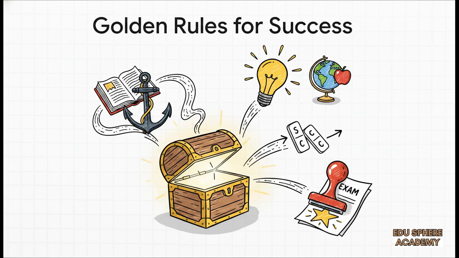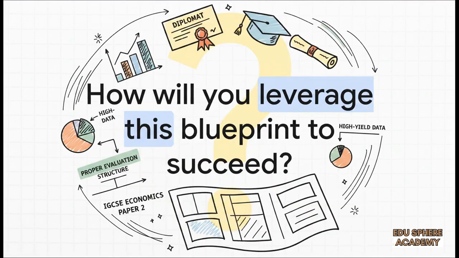Combining your knowledge of the syllabus with these exact answering structures guarantees you're showing the examiners exactly what they want to see. You now possess the examiner's formula, the high-yield data, and the proper evaluation structure. The blueprint for mastering IGCSE Economics Paper 2 is right in front of you. The only question left is, how will you leverage this blueprint to maximize your potential? Go into that exam room empowered, focused, and ready to completely conquer it.